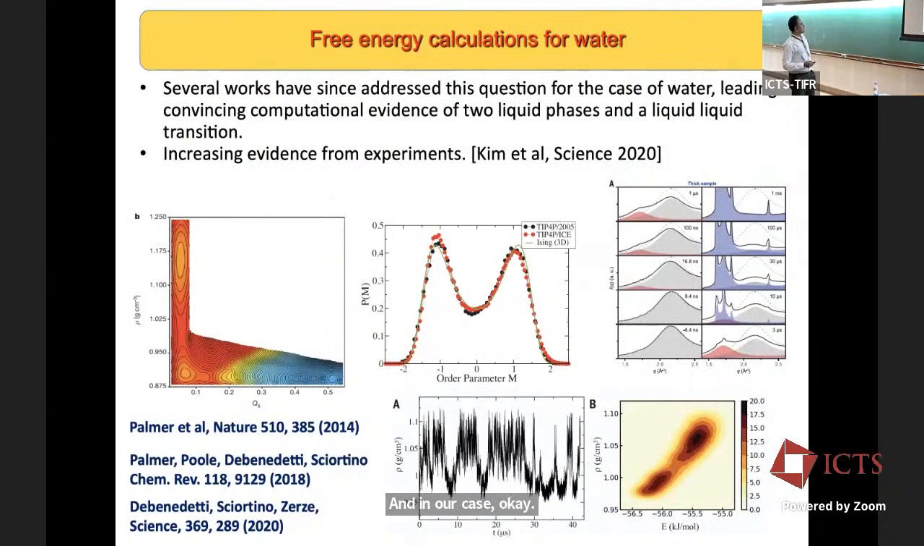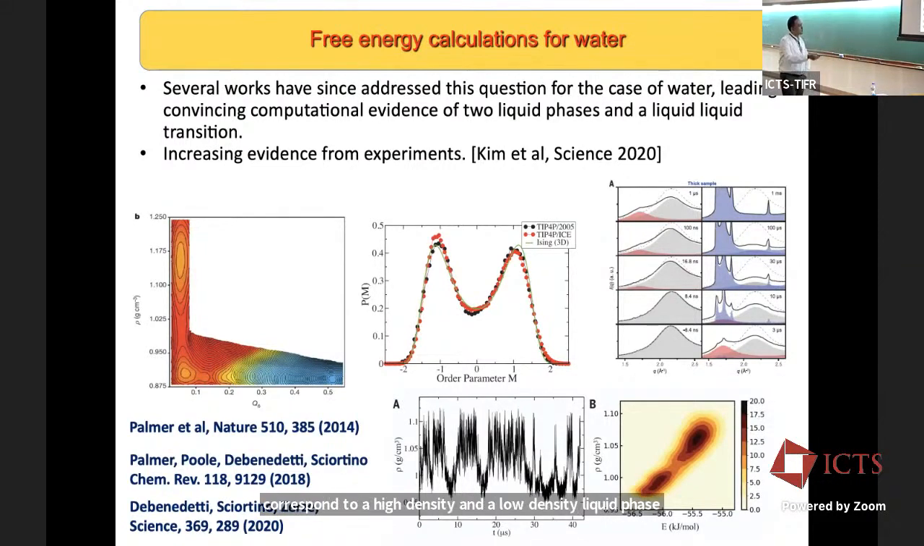Okay, so in the case of water, there's been a lot of work to establish that indeed there is a liquid-liquid critical point. So this is the corresponding free energy surface that was constructed in the group of Pablo Debenedetti and co-workers, which shows clearly that at appropriate conditions, there are these two free energy minima that correspond to a high density and a low density liquid phase.